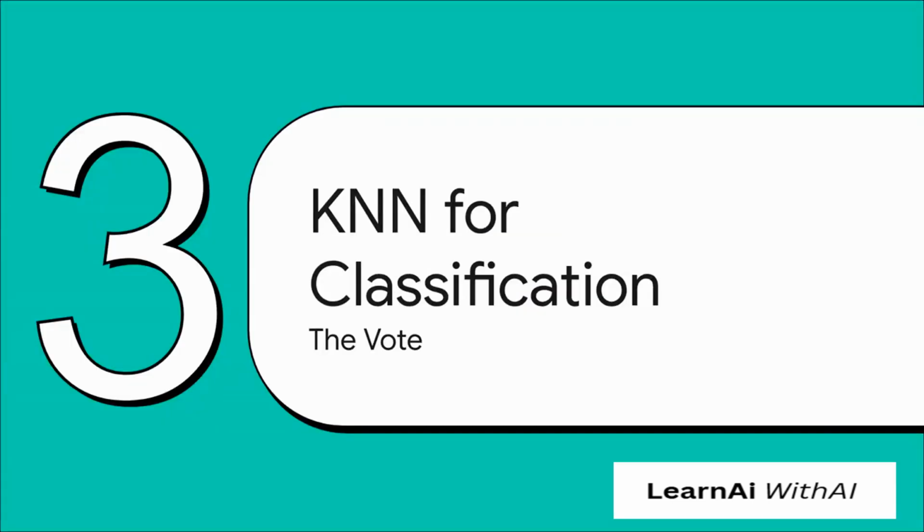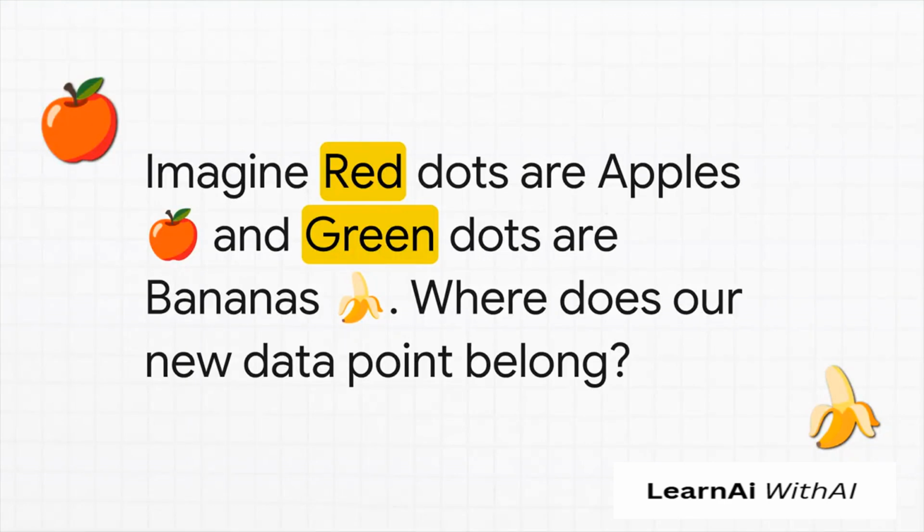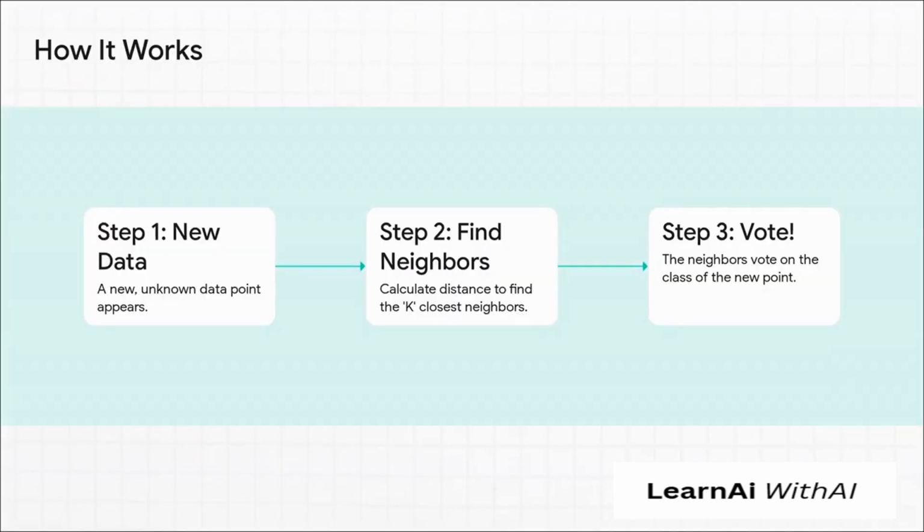All right, so let's see this thing in action. The first big way we use KNN is for something called classification. It sounds fancy, but really it's just about putting things into different groups. And with KNN, it all comes down to a vote. Let's make this super easy to picture. Imagine all the red dots are apples, and all the green dots are bananas. Now a new mystery yellow dot shows up. How in the world do we figure out if it's an apple or a banana? KNN does this in 3 dead simple steps. 1. The new dot appears. 2. It measures the distance to all the other dots to find its closest neighbors. And 3. Those neighbors get to vote.